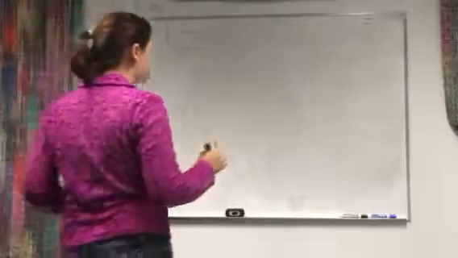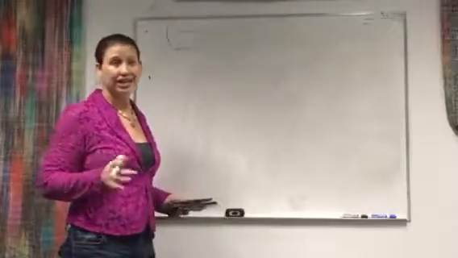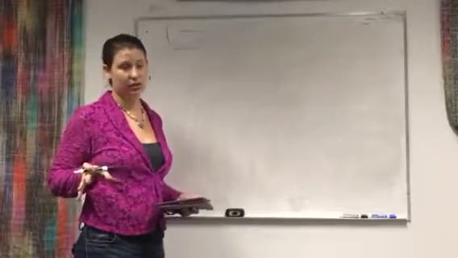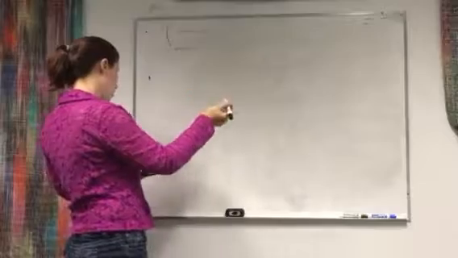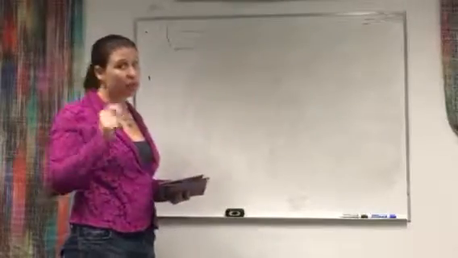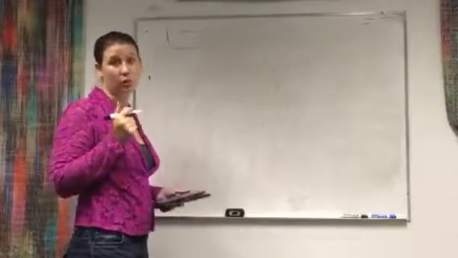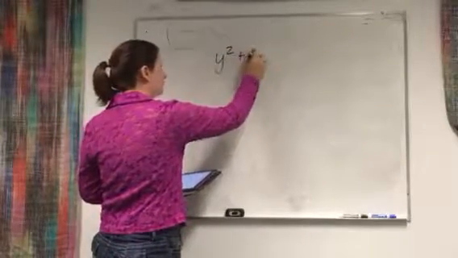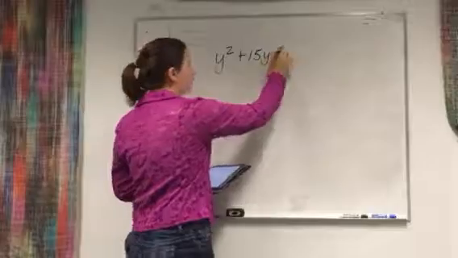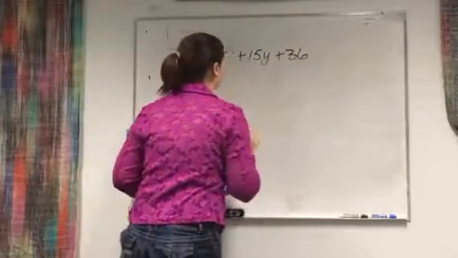Okay, so this is a lecture on factoring, not the AC method way. They call it the trial and error method. Let's start off with a simple one with a leading coefficient of 1. That would be y squared plus 15y plus 36.